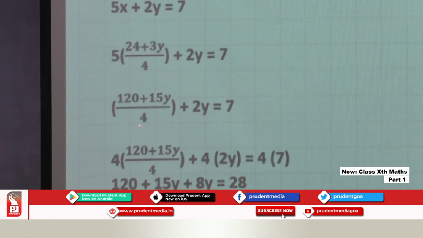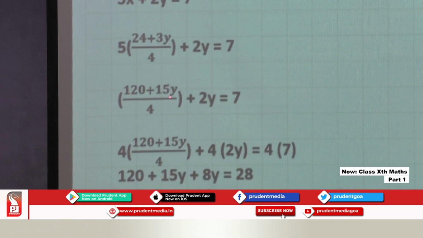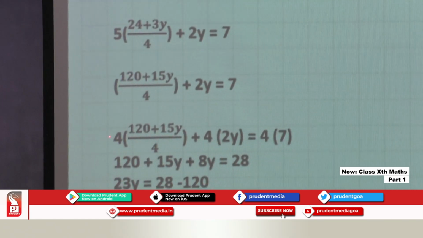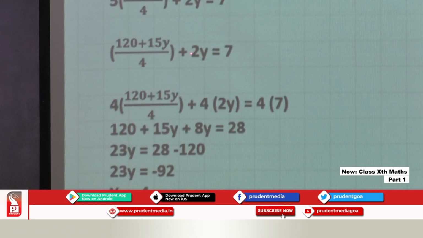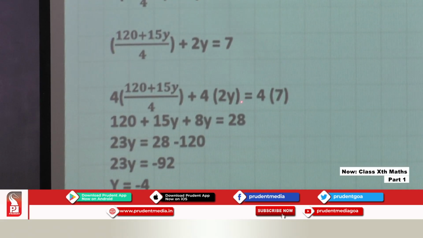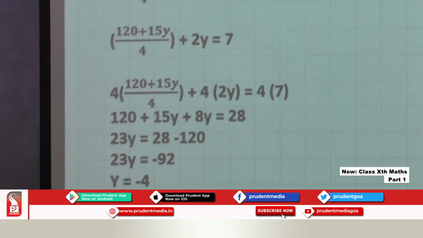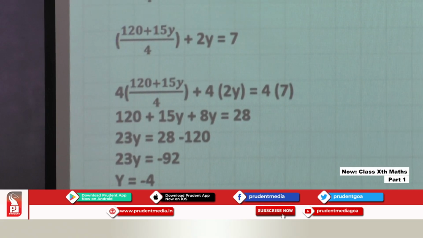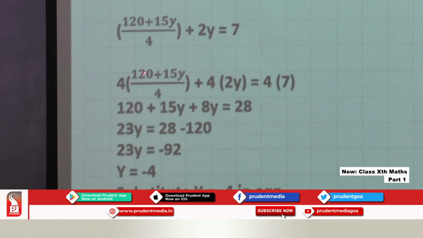Now, to remove this denominator 4, I have multiplied each term by 4. How many terms are there? 3: 1, 2 and the constant term. 3 terms are there. So, to each term I have multiplied 4 here. So, 4 bracket 120 plus 15y upon 4, plus 4 bracket 2y is equal to 4 bracket 7. So, I have multiplied each term by 4 here. So, what happens? Once you multiply that by 4, the 4 gets cancelled. So, what is left?